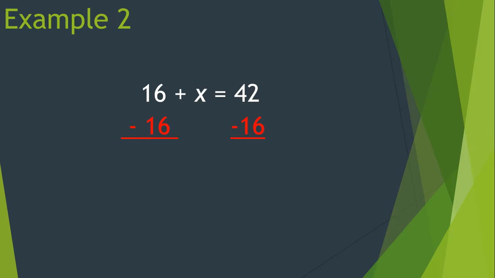So the positive 16 and the negative 16 cancel out. Our x comes down, our equals comes down, and when we do 42 minus 16, we get 26 as our solution. So for this particular equation, x is equal to 26.